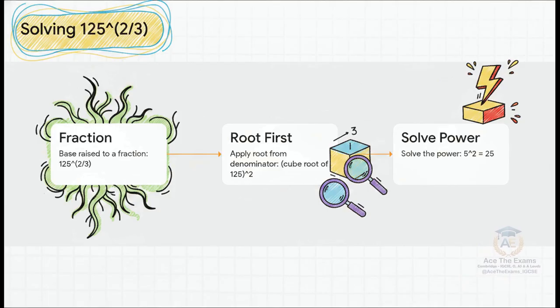First, we look at the denominator, which is 3. That means we take the cube root of 125. What times itself 3 times equals 125? 5. Next, we look at the numerator, the top number, which is 2. We take that result we just got, the 5, and we square it, giving us our final answer of 25.